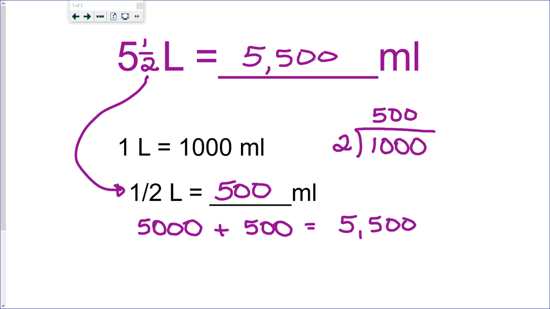5,500. So when we have that half, we have to make sure that we go, okay, I'm going to figure out the 5, that's going to be 5,000, and then I have to figure out, I take that 1,000 and divide it by 2 to find out how much is half of that. And then we could figure that out with this.